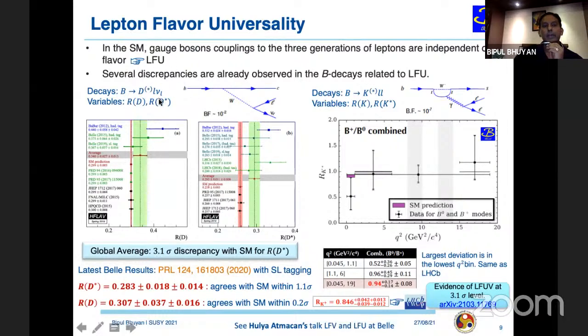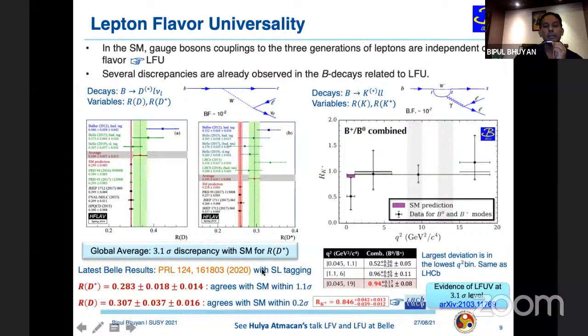And in fact, we have been seeing several discrepancies in the B decays recently related to the LFU processes. For example, if you look at the B to D star lν, where we measure this RD and RD star, this is a tree-level process, of course, with a higher branching ratio of about 10 to the power -2. Whereas this RD seems to be consistent with the Standard Model prediction, but for RD star, the global average has about a 3.1 sigma discrepancy with the Standard Model.